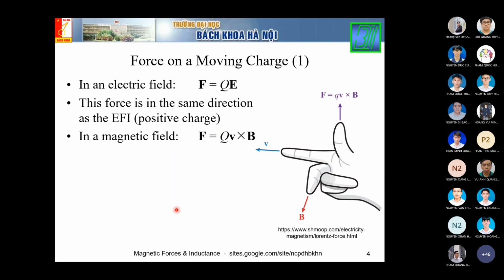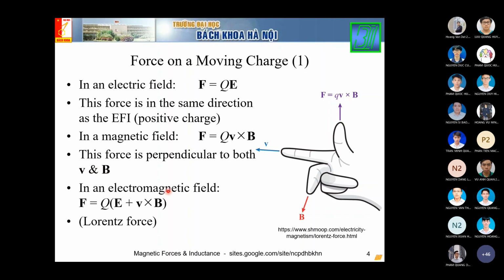And this one is a cross product, so we can determine the direction of the force by applying the right hand rule, as you can see on the screen. You can see that the force here is perpendicular to both the movement and the field. If we have both fields, including an E field and a B field, then we can find the force in this way.